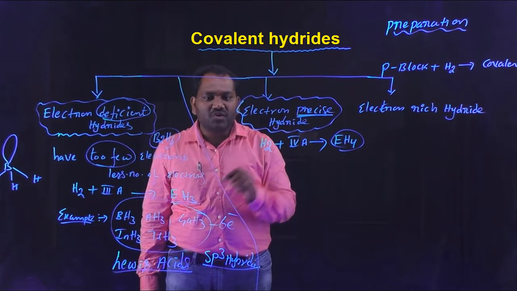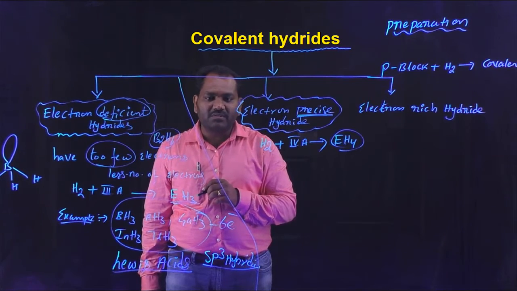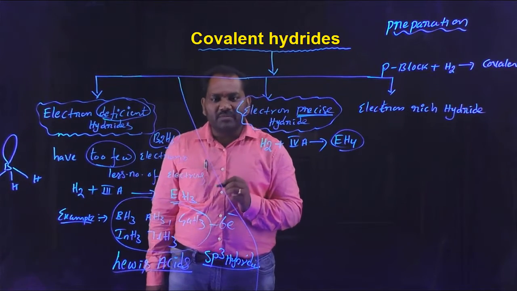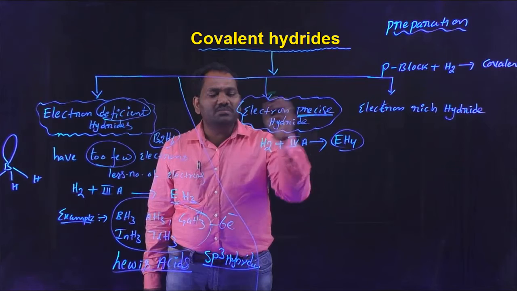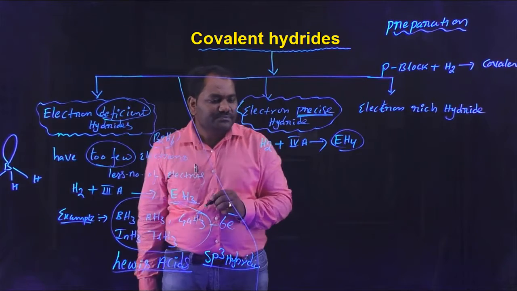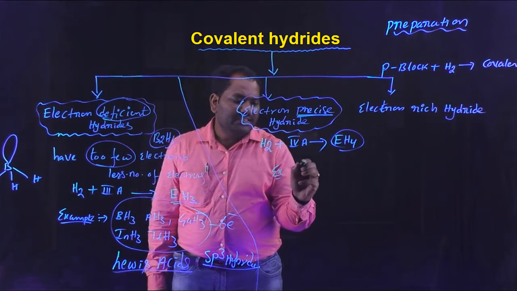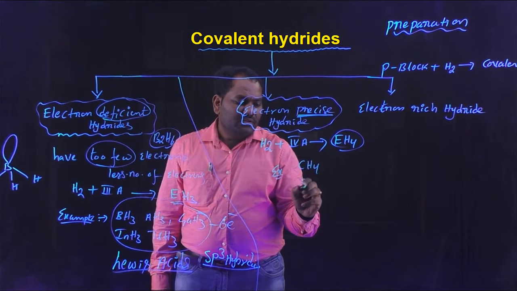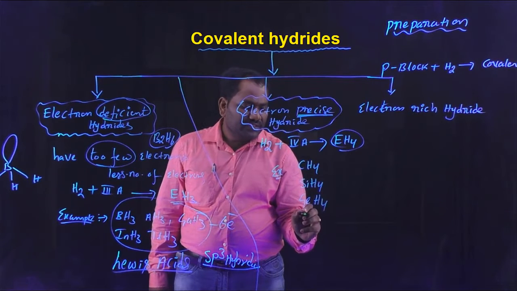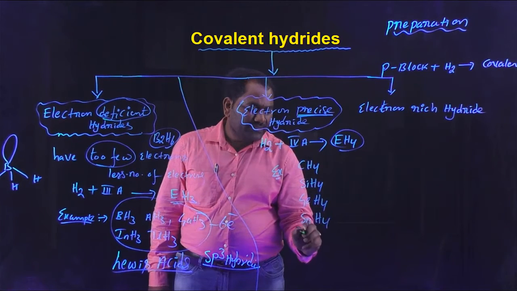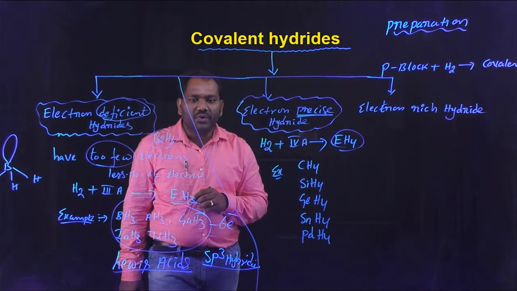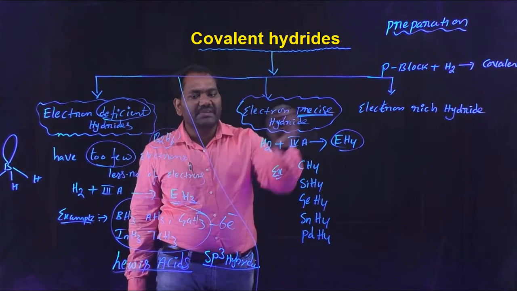Fourth group elements means the carbon family. So carbon family elements are able to form these electron precise hydrides. The examples are CH4, SiH4, germanium hydride, tin hydride, and lead hydride, like this. These are the hydrides of electron precise hydrides.